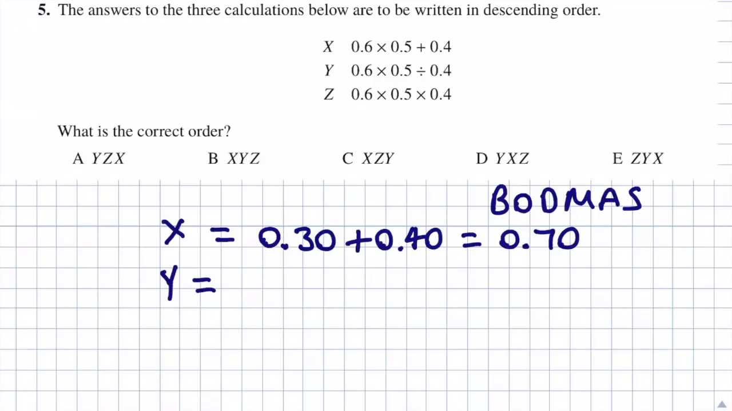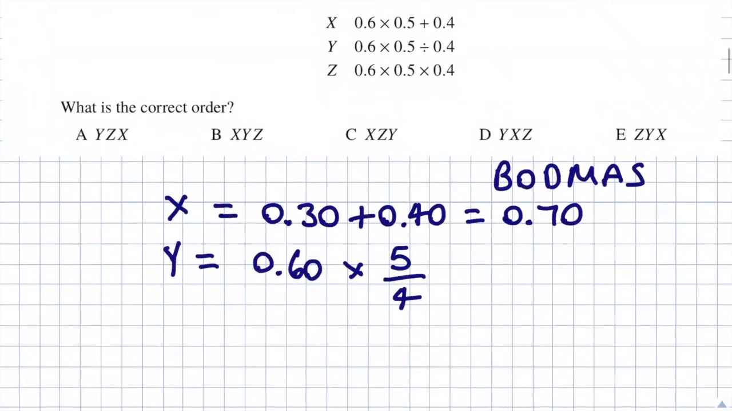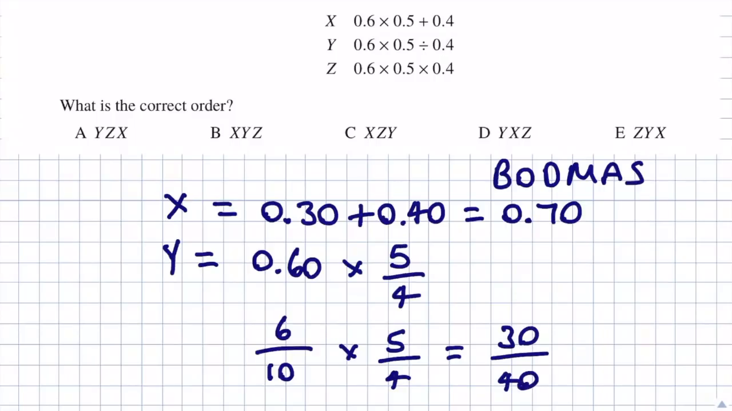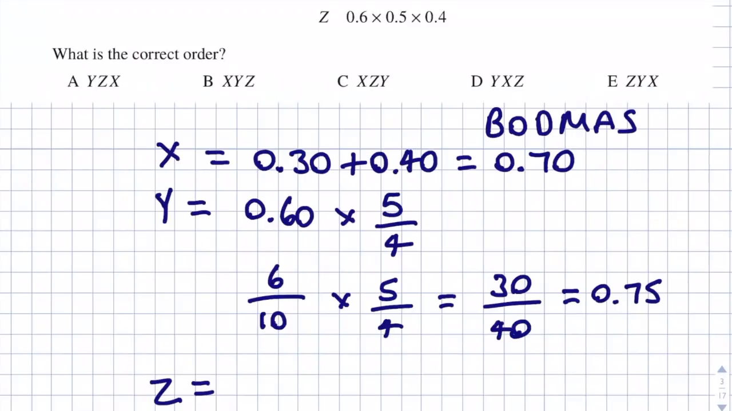Y: we get 0.6 times 0.5 divided by 0.4. So division comes first. So what we'll actually be doing is 0.5 divided by 0.4, which is the same as 5 over 4. Now I'm going to change 0.6 into a fraction. So this is 6 over 10 times 5 over 4, and that simplifies to 30 over 40, which of course is 0.75, it's 3/4. And then we've got Z: we just multiply those three numbers together, the 0.6, the 0.5 and the 0.4.